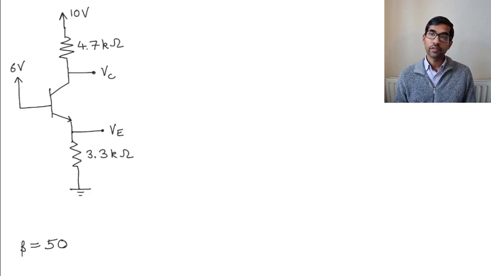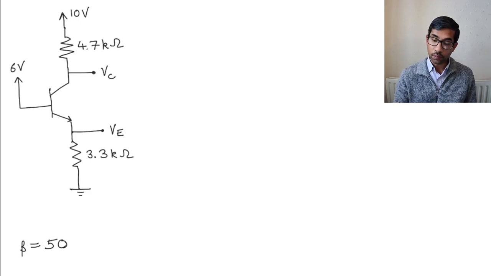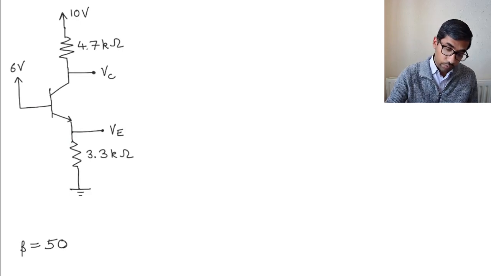Okay, let's assume that this transistor is in the saturation mode and let's try to get the outputs in that case. In the saturation mode, the base emitter junction is in forward bias, which means that the drop in the base emitter junction is going to be 0.7 volts, which means that the emitter voltage is going to be 6 minus 0.7, which is equal to 5.3 volts.